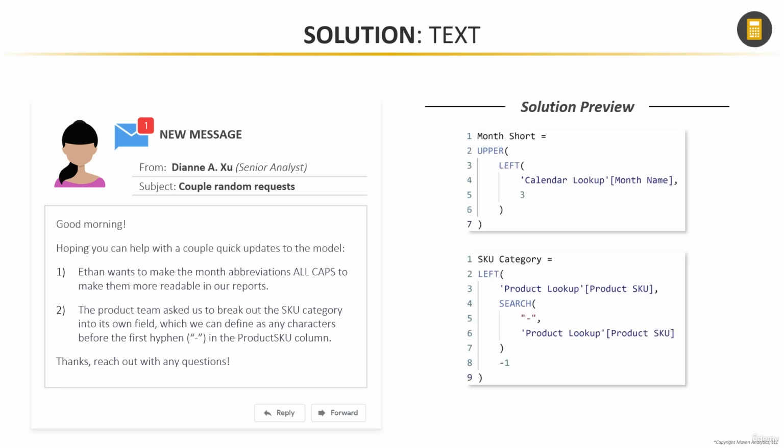All right, we've got our month short column wrapped with an upper function, and then we have SKU category where we're using left and search to basically find any characters that are to the left of the hyphen. All right, let's jump over to Power BI and I'll show you how to tackle this.